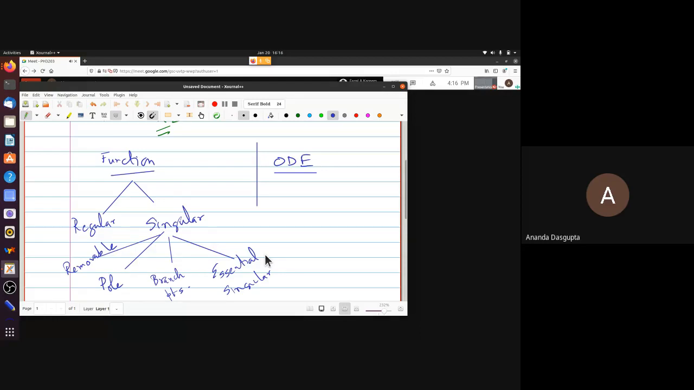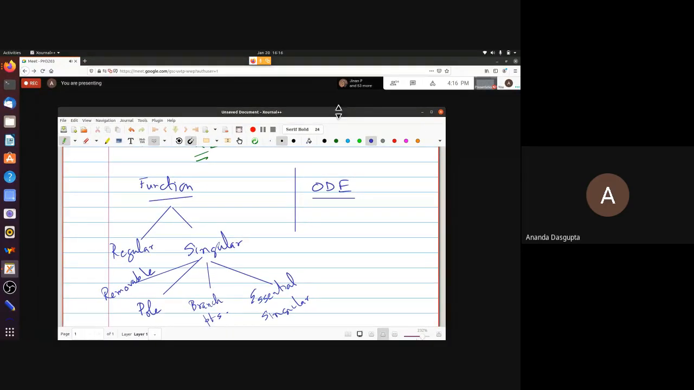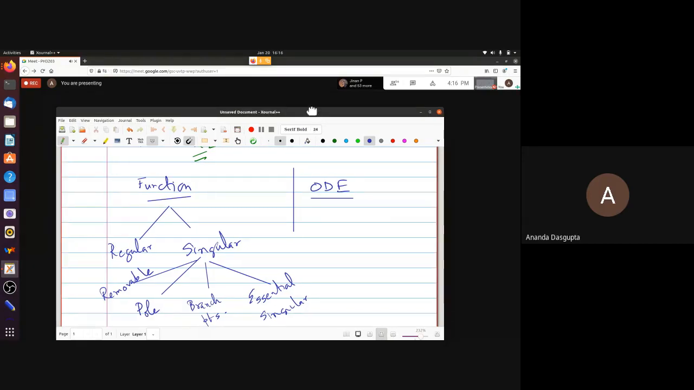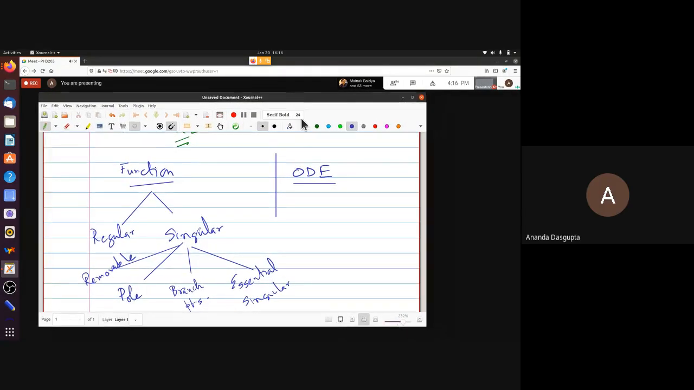Or if you can't avoid them, then you have to take special care in a region where a function is expected to be essentially singular. By the way, you have to take special care for poles and branch points as well. It's just that essential singularities are much more difficult to handle. Okay. So, is there any confusion about this so far? Anybody who has a confusion, please speak up.